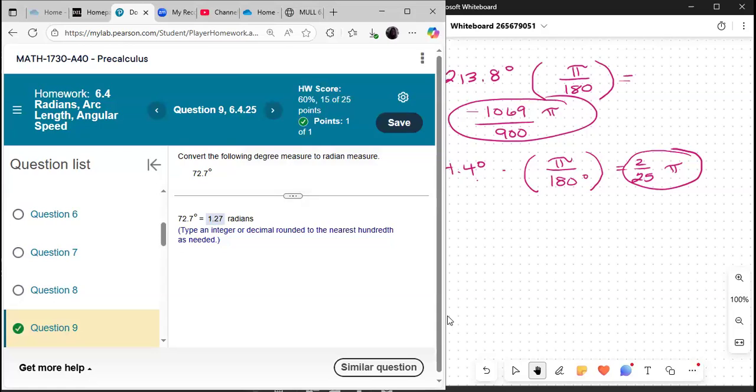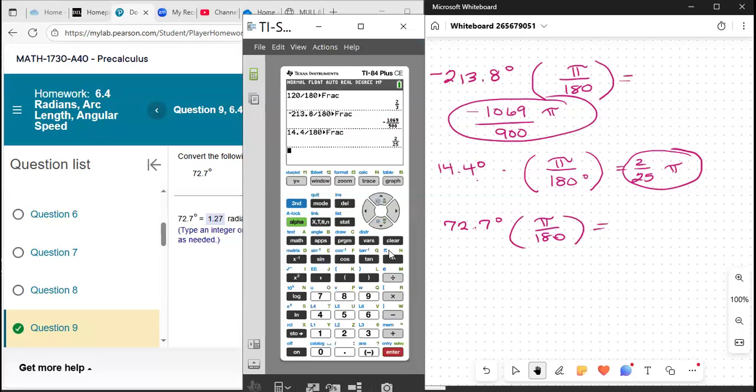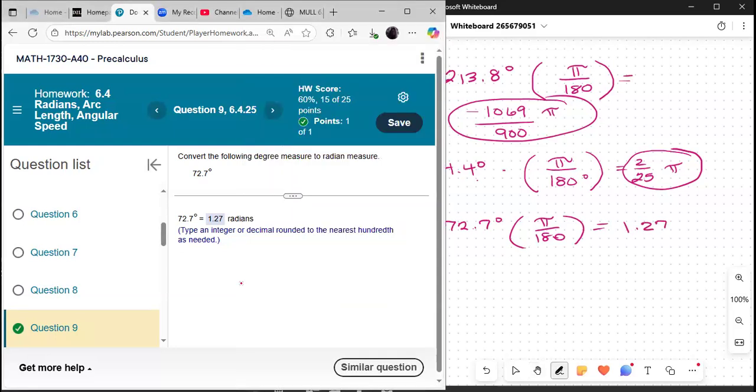In question number 9, convert the 72.7 to radian, but round to the nearest hundredth. So a little different this time. They don't want pi in the answer. So 72.7 times pi divided by 180 is 1.27 radians.